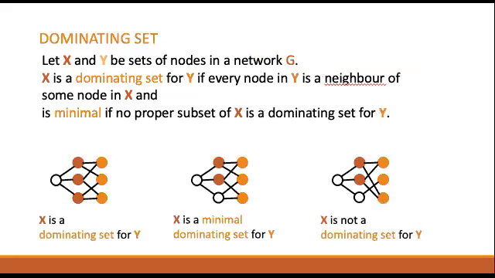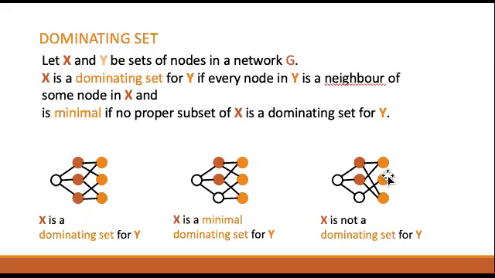A set of nodes X is said to be a dominating set for a set of nodes Y if every node in Y has a neighbor that is in X. For example, in the first network and in the second network, the set of brown nodes is a dominating set for the set of orange nodes, because every orange node has a brown node as a neighbor. However, this is not true in the third network, since the middle orange node has no brown neighbor.